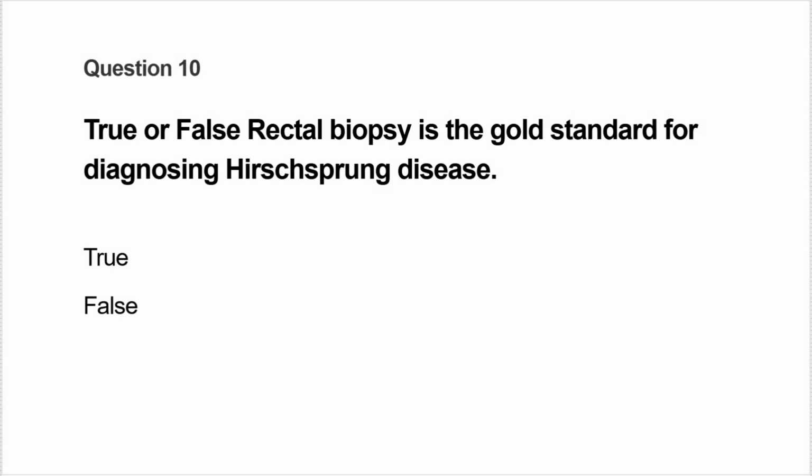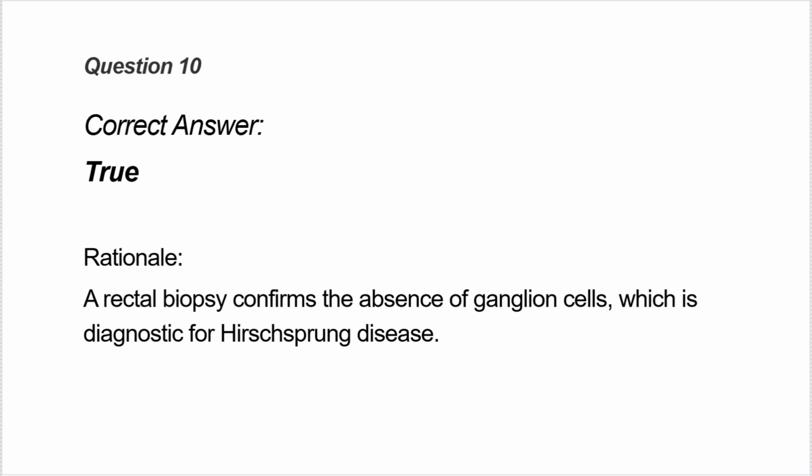Question 10. True or false? Rectal biopsy is the gold standard for diagnosing Hirschsprung disease. Answer: true. Rationale: a rectal biopsy confirms the absence of ganglion cells, which is diagnostic for Hirschsprung disease.